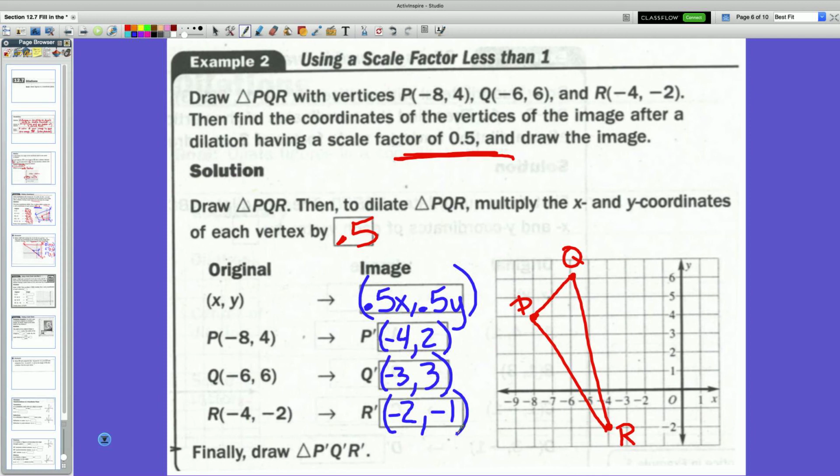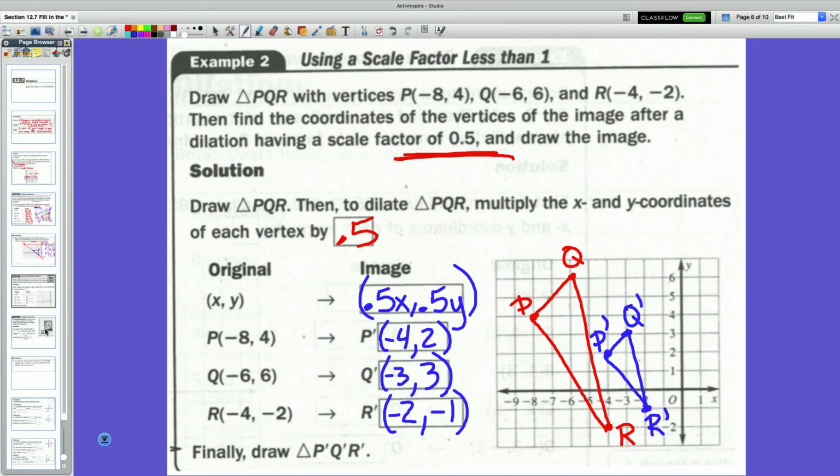Plotting my new points, P prime is going to be at negative 4, 2. Q prime is at negative 3, 3. R prime is at negative 2, negative 1. Connect my new dots. And as you can see, it's the same kind of triangle, just smaller. Because like I explained earlier, if your scale factor is less than 1, meaning it's like a fraction or a decimal, your picture will get smaller, not bigger.